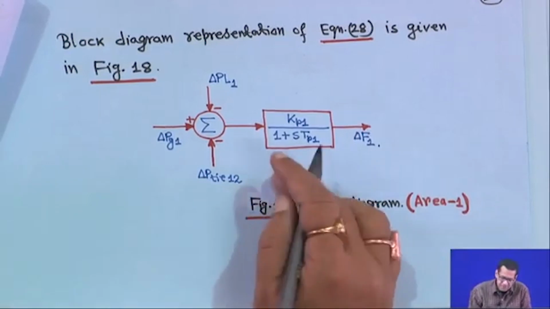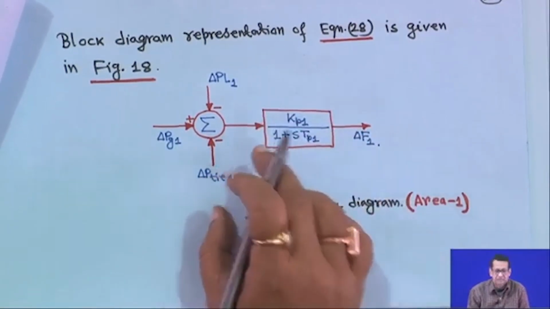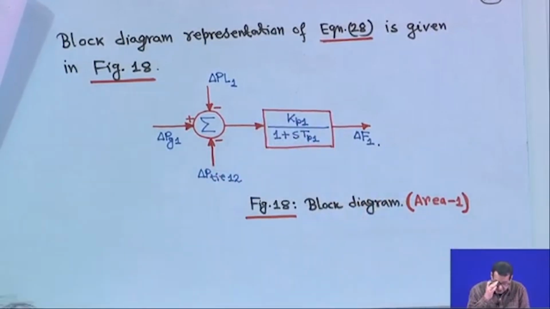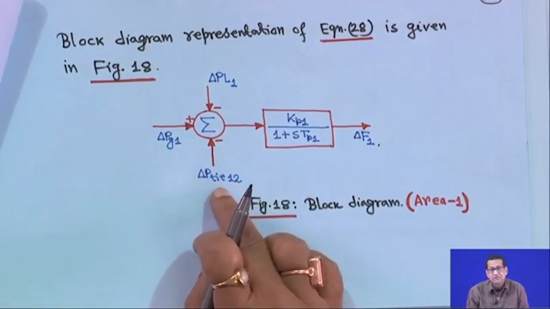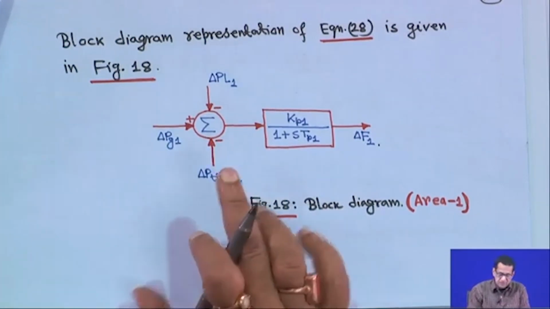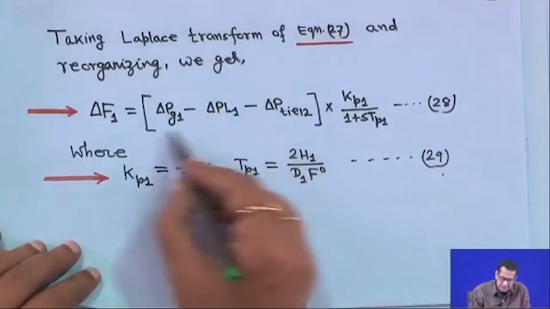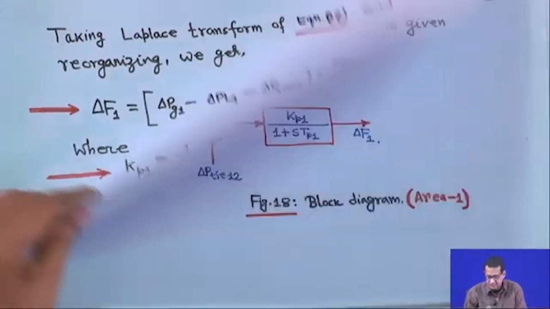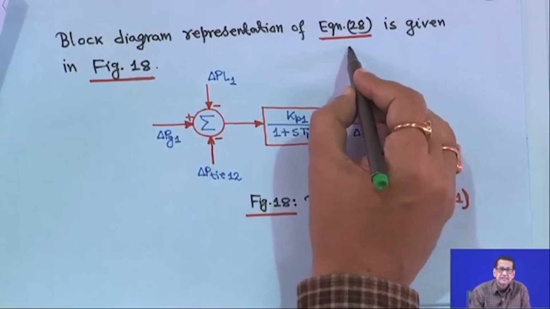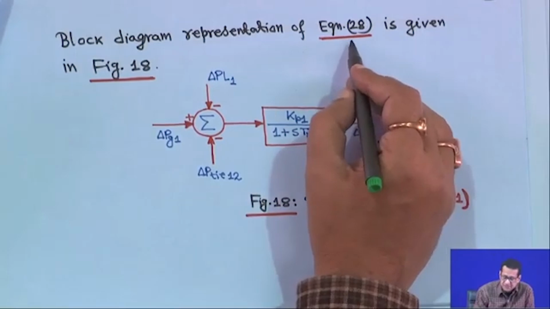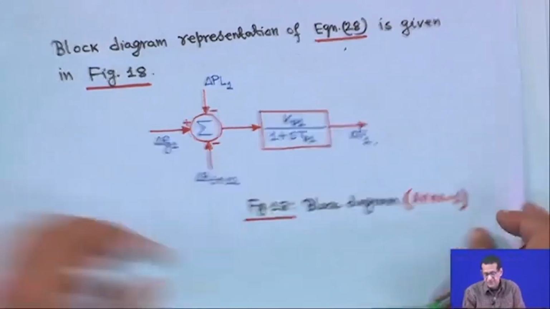This is actually only the power system and tie line part, and later we will see where the generation part comes from when we do area 2, and the complete block diagram. So equation 28 is represented by this block diagram. That block diagram representation of equation 28 is given in figure 18. This is figure 18.